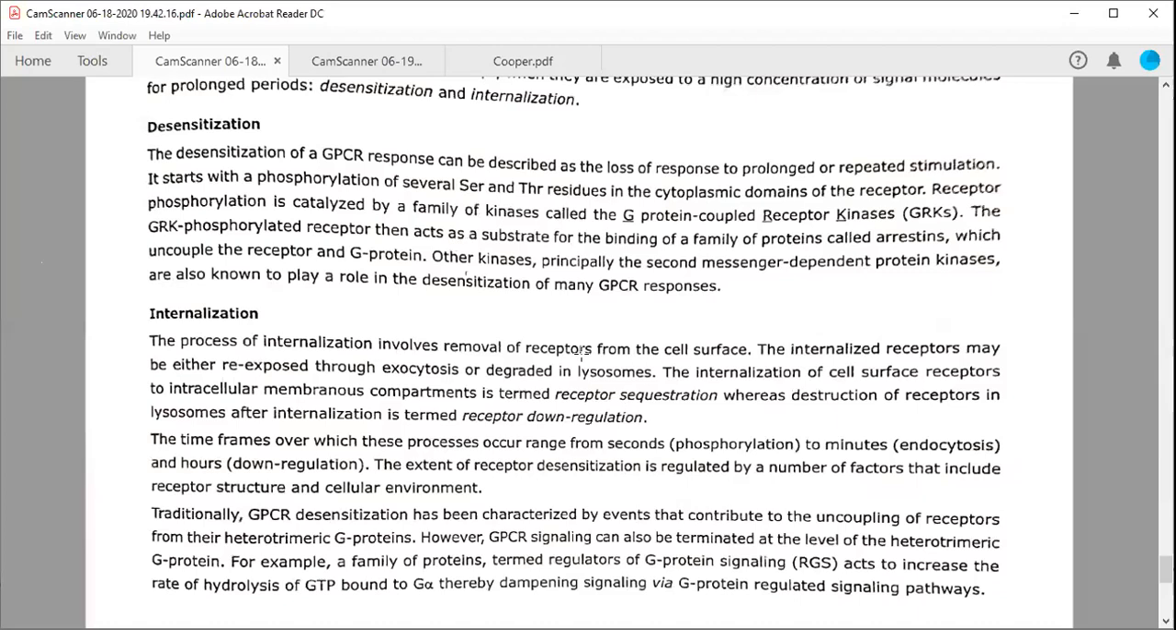Internalization structures will form and the receptors will be degraded in the lysosomes. Thus they can be removed from the cell surface. This actually happens in the case of insulin receptors, which are internalized and only come to the cell surface when there is insulin.